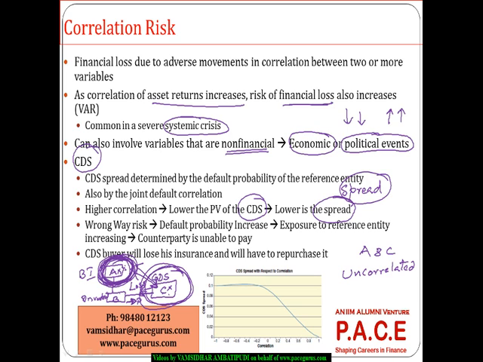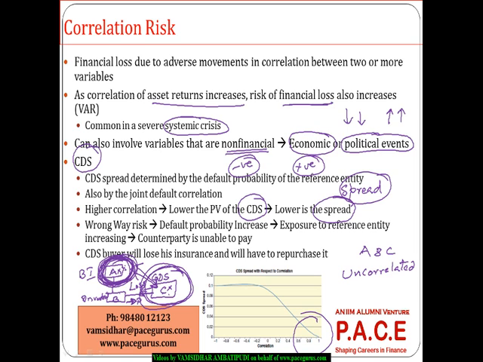Even if the correlation is too much negative, there is also a danger. See, too much positive correlation between these two is straightforward. If this is defaulting, this is also going to default. So obviously there is no chance that I will get my protection. That's the reason the spreads are much lesser, especially when the correlation is very high.